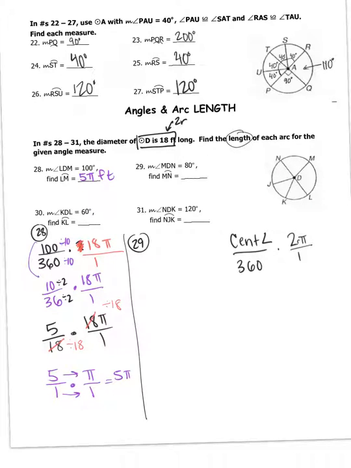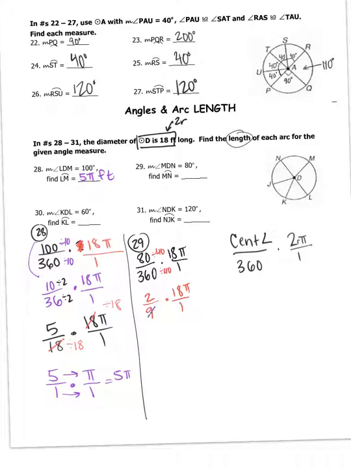We have the measure of angle MDN is 80 degrees. Find that arc. So I'm going to do central angle over 360 times the circumference, which would be the diameter times pi. And I'm going to go ahead and reduce 80 and 360. One number can go into 80 and 360. I think it's both divisible by 40. So the top would give me 2, the bottom would give me 9. And then I can times by 18 pi over 1.